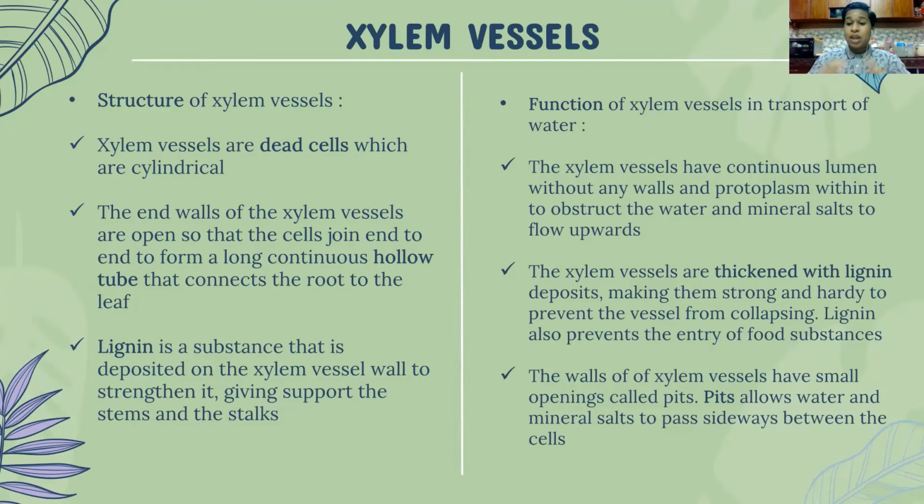Then we have xylem vessels which are thickened with lignin deposits, making them strong and hardy to prevent the vessels from collapsing. During plant growth, the walls of xylem vessels are deposited with lignin, also known as lignified, to provide strength. The strength is important to prevent the vessel from collapsing. Then we have lignin, which also prevents the entry of food substances. As you know, xylem vessels are only for the flow of water and mineral salts. So lignin will prevent the entry of food substances.